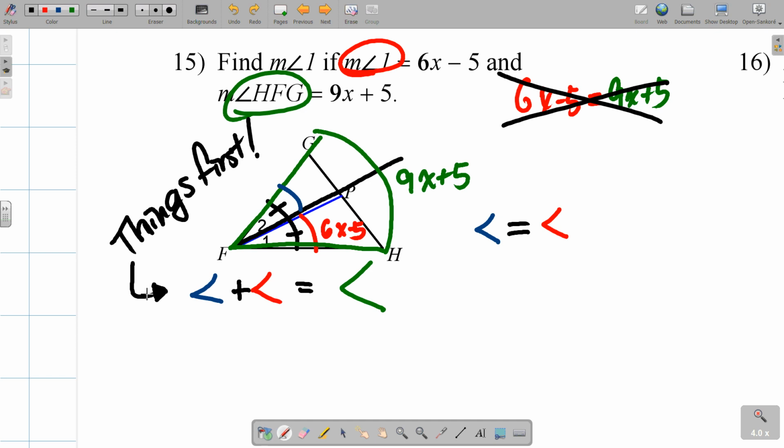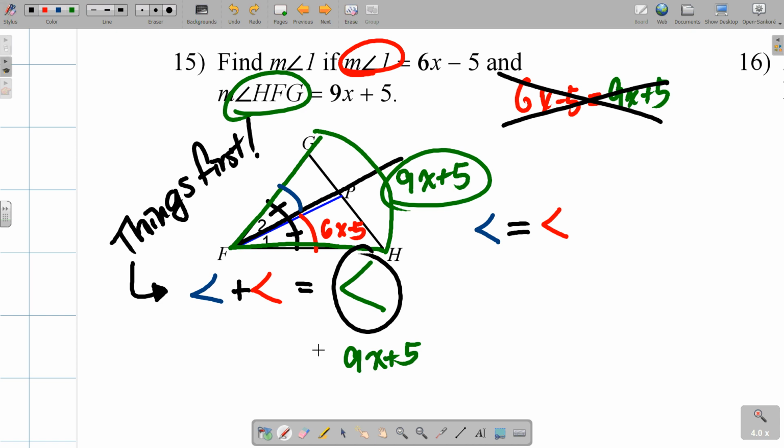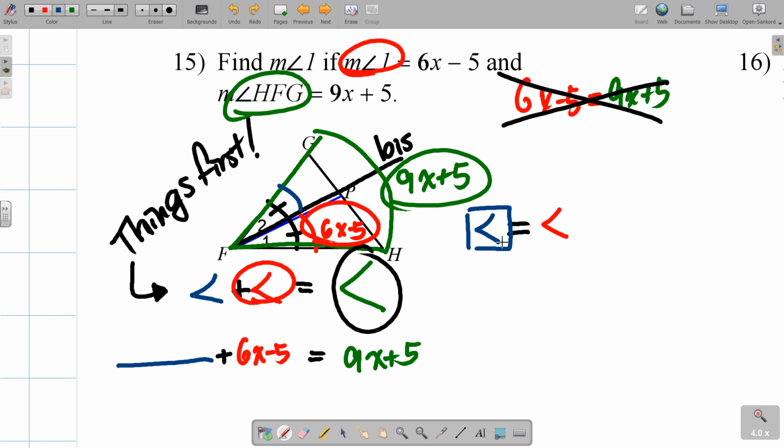Now we're going to circle plug chug. So I have my green already, which is the whole angle, 9x plus 5. I have my red, which is 6x minus 5. And you're like, but wait a minute, I don't have anything for the blue. But right over here, we established, because of that word angle bisector, that the blue and the red are equal. So I can replace the blue with the red.